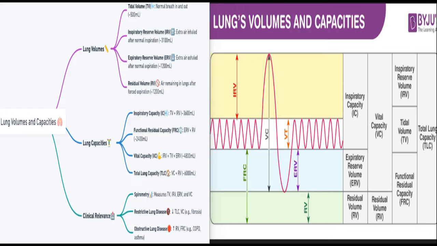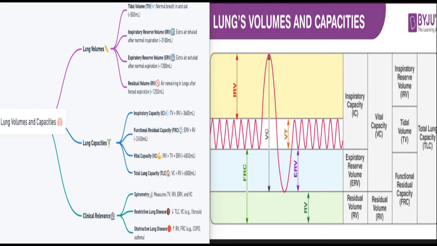And with the inspiratory capacity, a typical value of 3500 mLs, this is the maximum amount of air that can be inhaled after normal tidal expiration. So that is the tidal volume plus inspiratory reserve volume. That is the inspiratory capacity, the maximum amount of air that can be inhaled after normal tidal expiration.